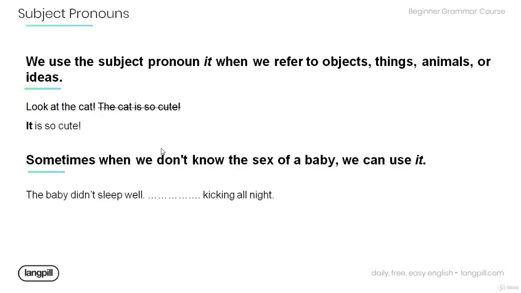Now, sometimes when we don't know the sex of a baby, we can, of course, use "it." Fill in the blanks using the proper subject pronoun in the sentence. "The baby didn't sleep well, kicking all night." It was kicking all night.